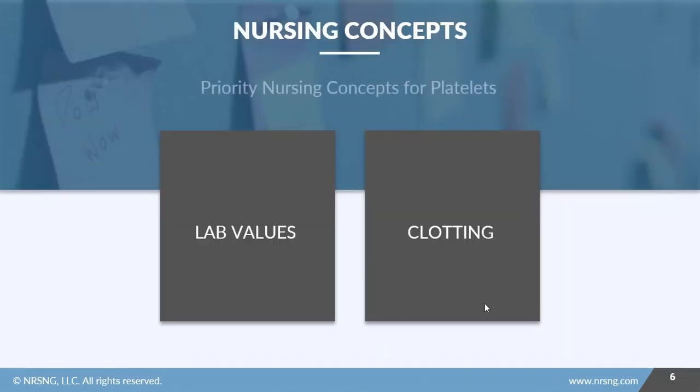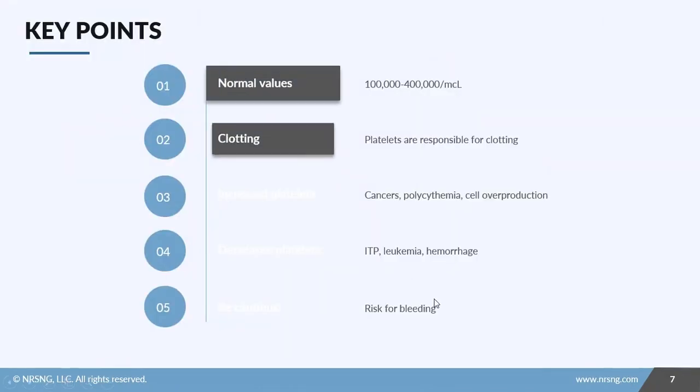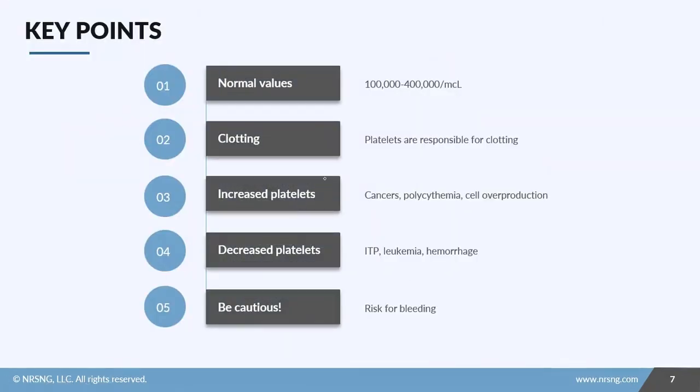Our nursing concepts for this lesson focus on lab values and clotting because that's the responsibility of platelets. So let's recap. Normal values for platelets are 100,000 to 400,000 cells per microliter, and the responsibility of the platelet is clotting. When you have increased platelets, it could be from different types of cancers, polycythemia vera, or overproduction of those cells. Also consider if the patient has had some sort of splenectomy.